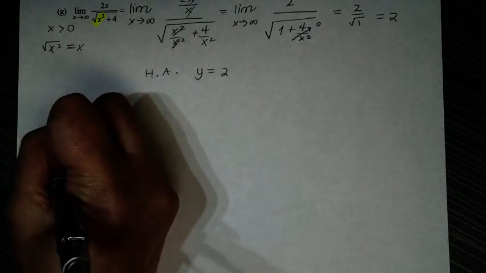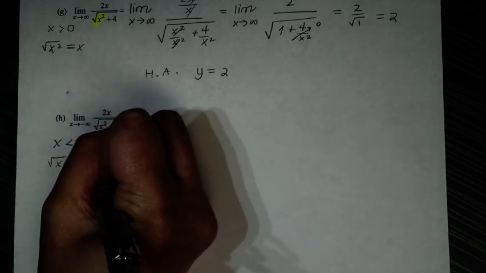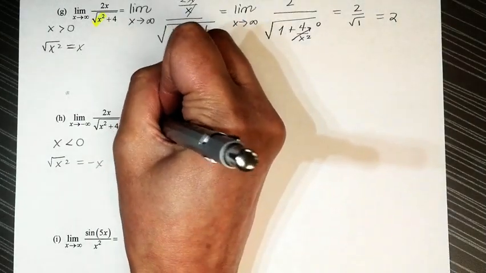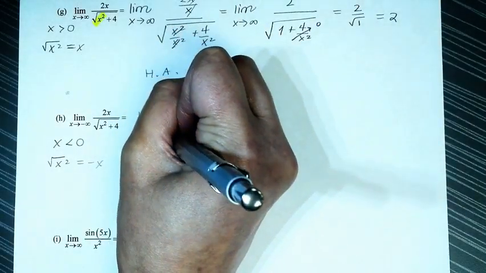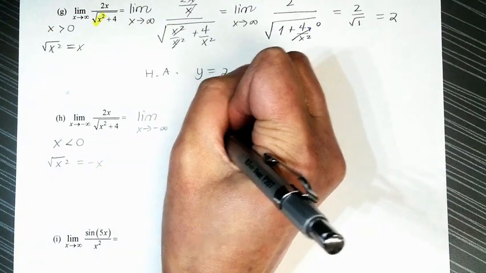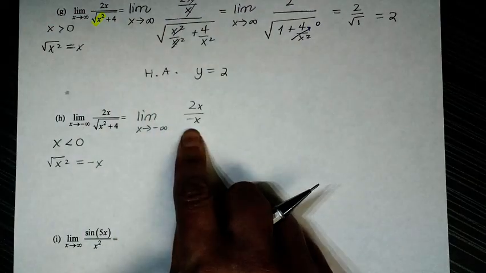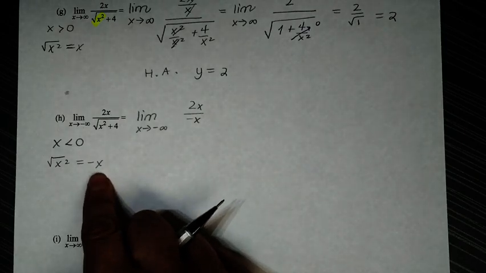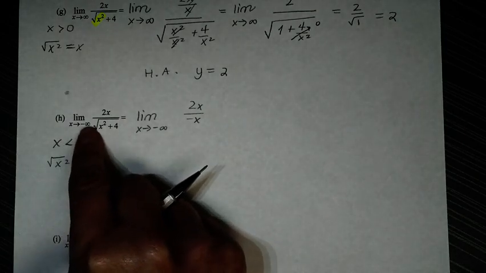So what you have is that the square root of x squared is going to be equal to negative x. So what we do here is you have the limit when x approaches negative infinity of 2x divided by negative x. Please note that here I'm dividing by negative x because we have this statement, and this statement happens because x is approaching negative infinity.